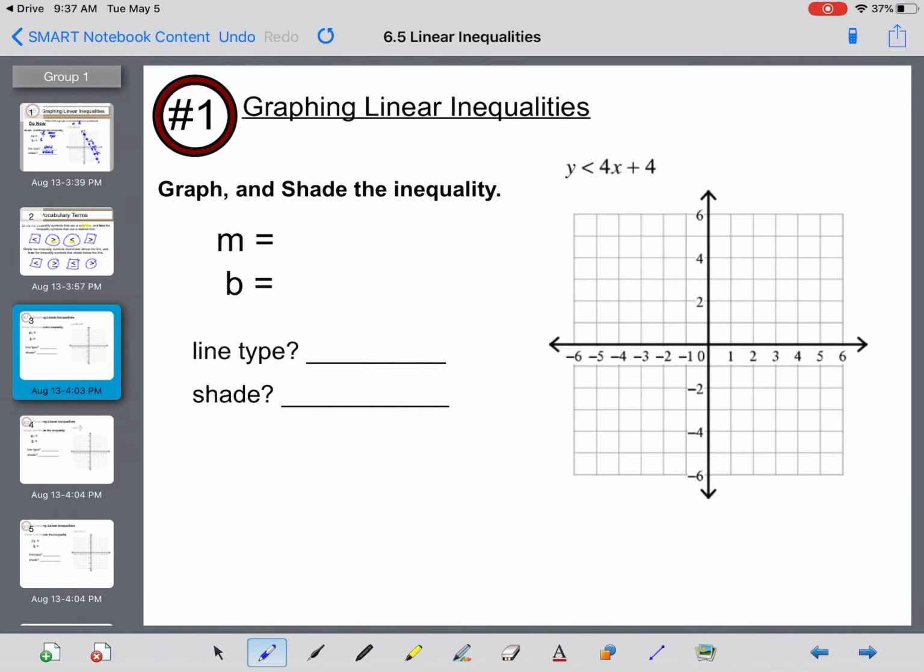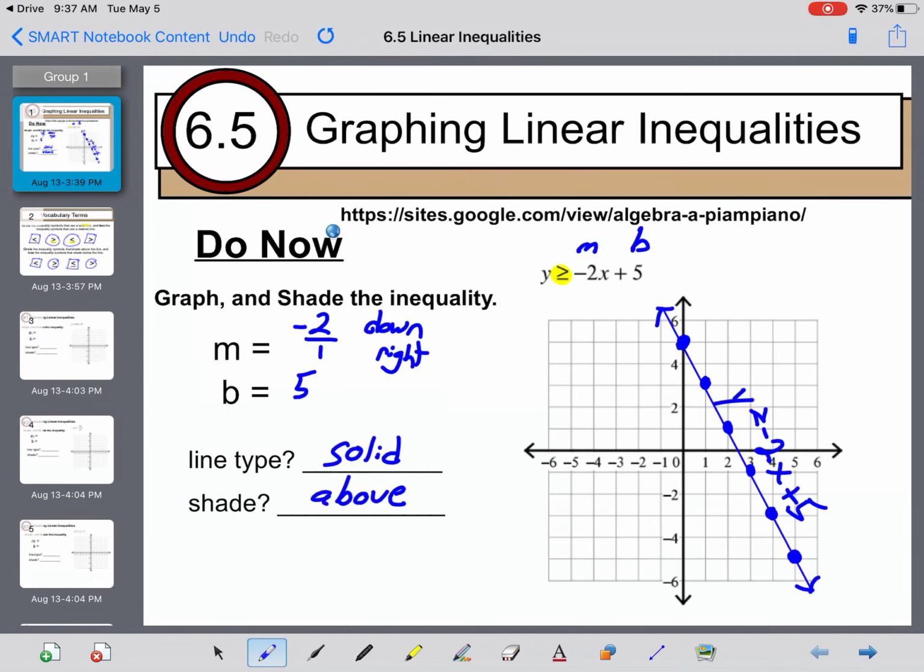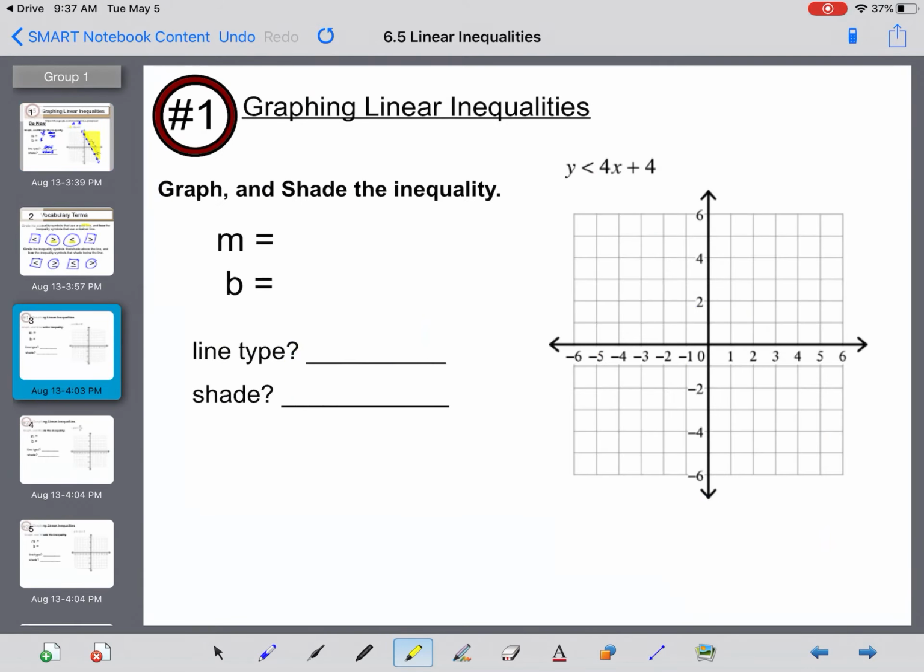Okay, graph and shade the inequality. Y is less than 4x plus 4. Ooh. Go back to the original. Go back to the front. I forgot to shade. We're going to shade greater than, which is above, which is this area up here. Sorry about that.